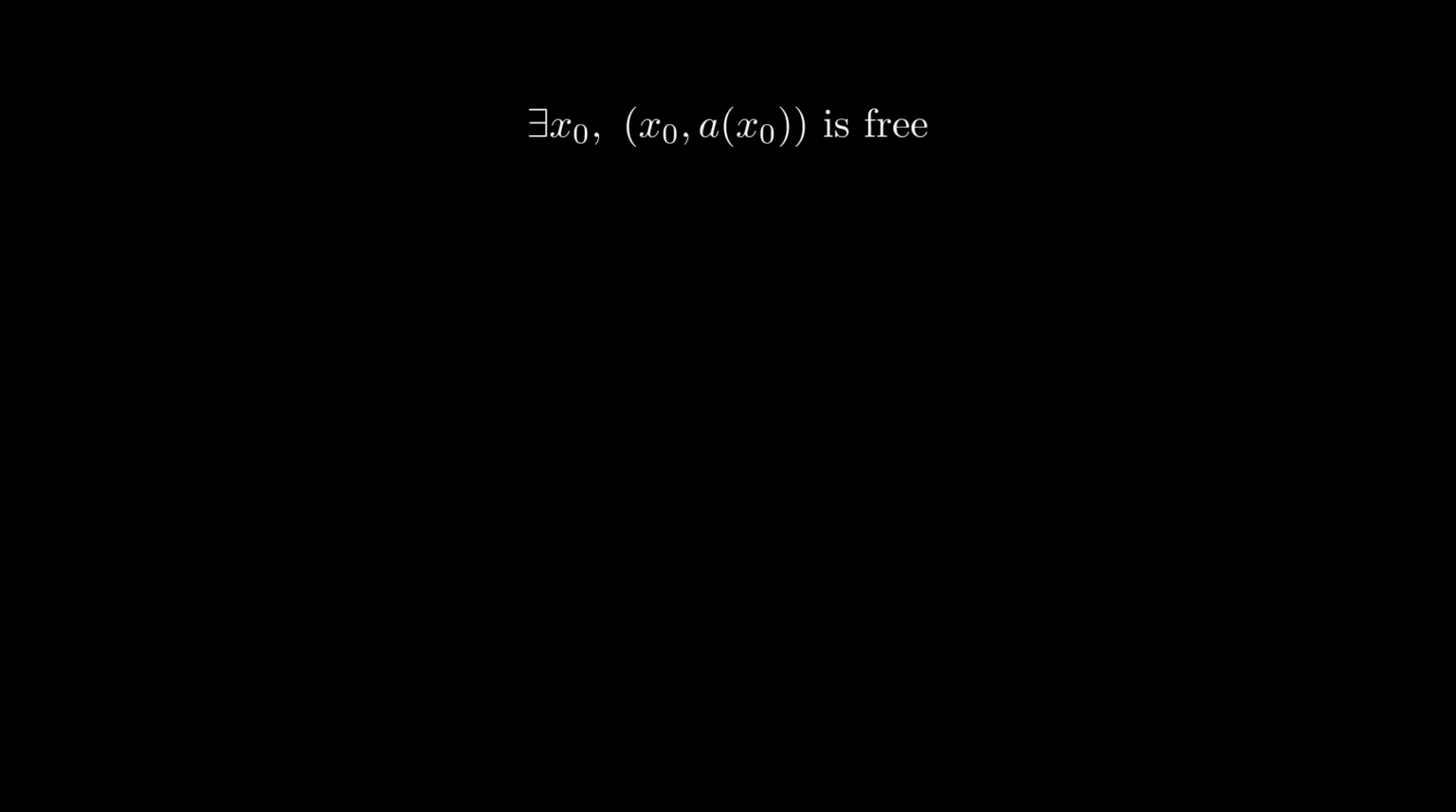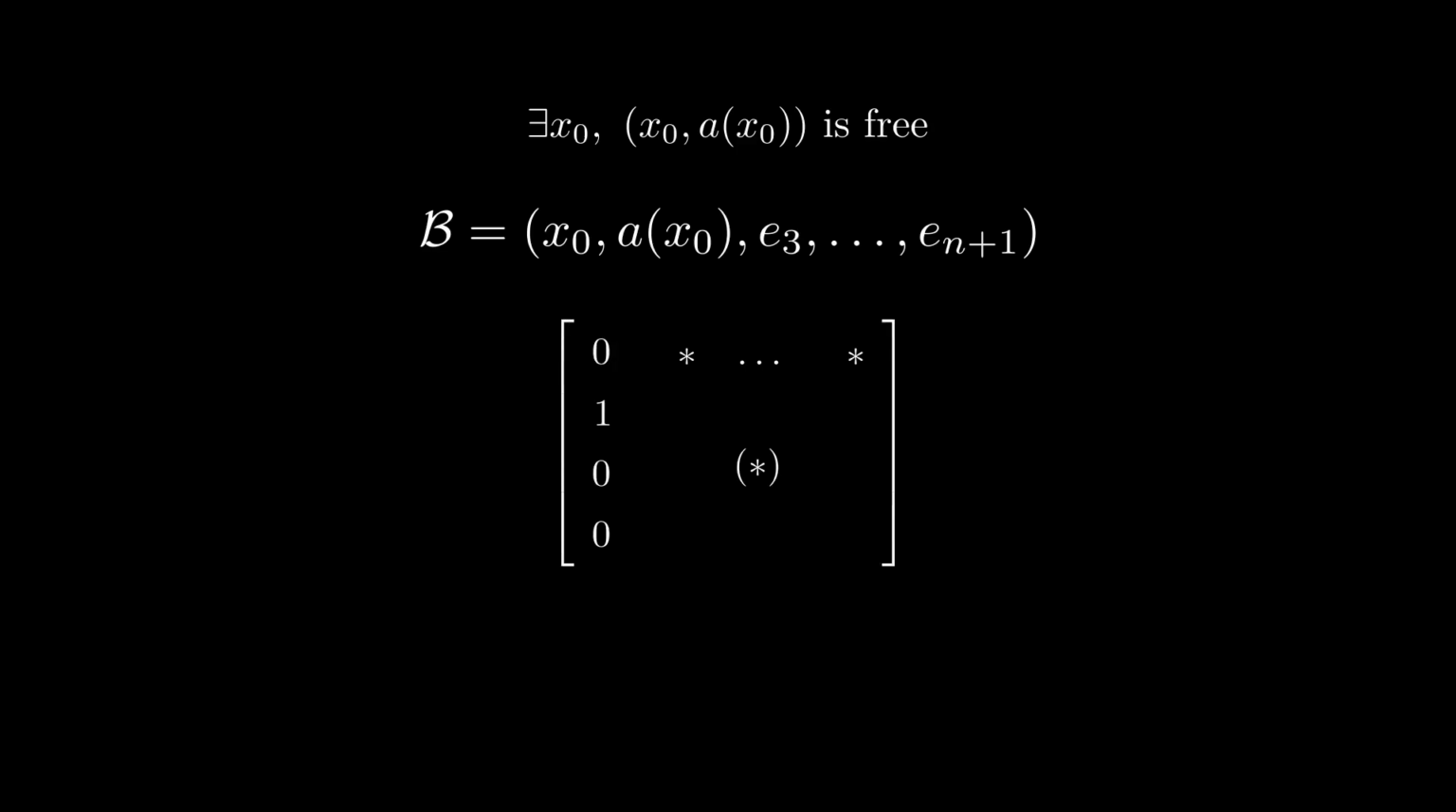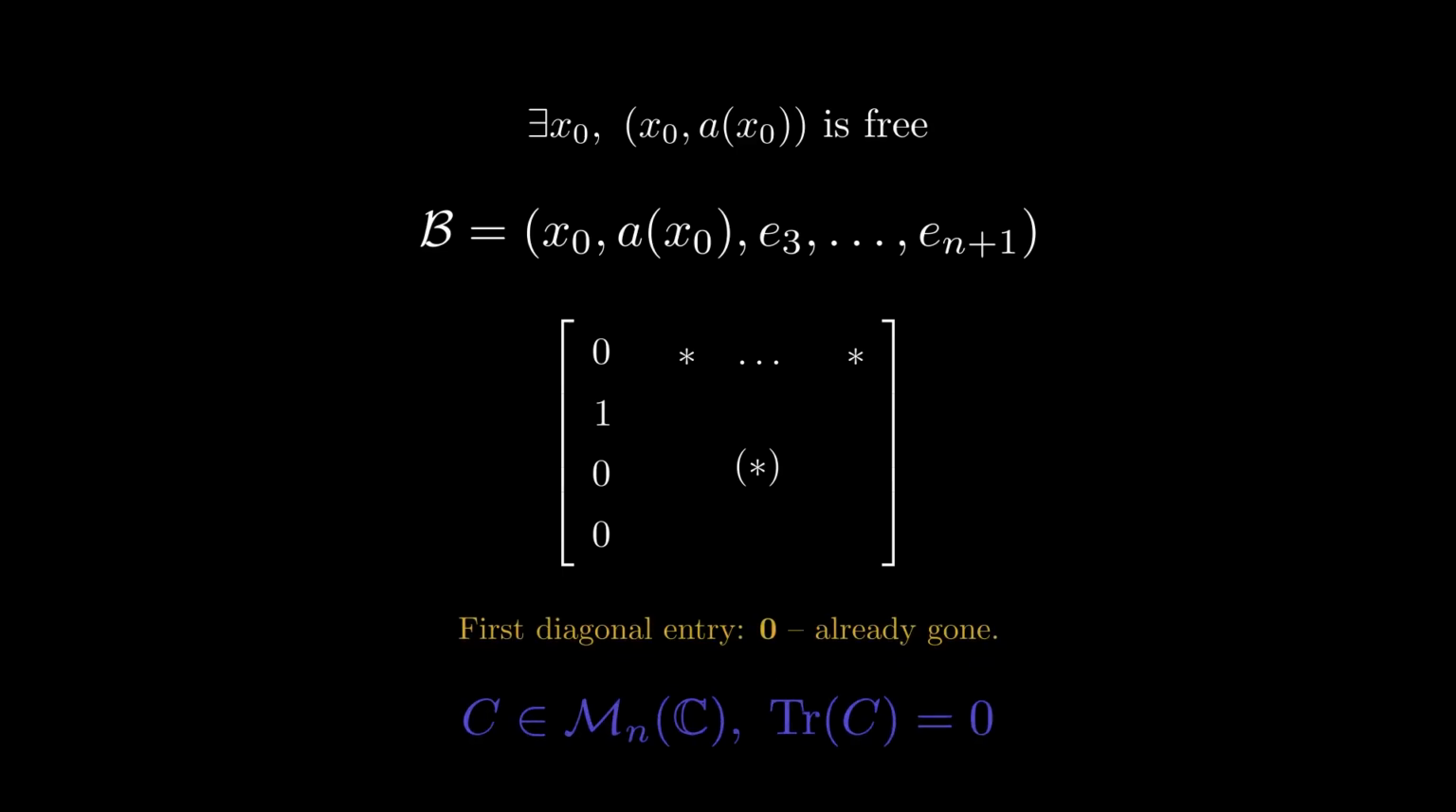A free vector x exists, one where the pair x and Ax refuses to collapse. He completes it into a full basis. In this new basis, the map's first column reveals itself: 1, 0, 0, all the way to 0. The very first diagonal entry already gone.